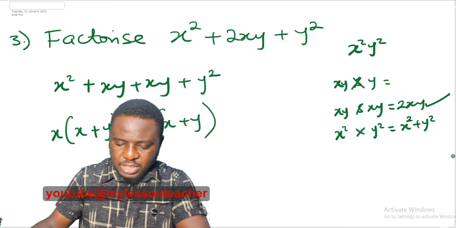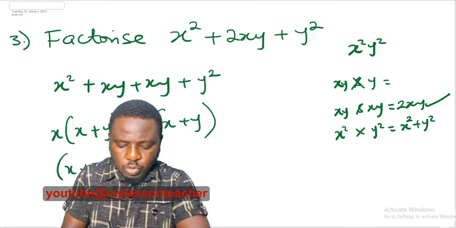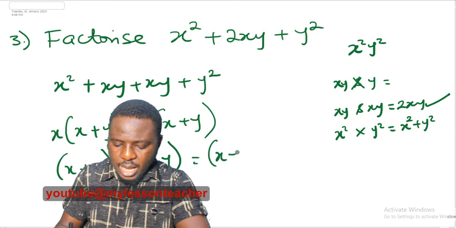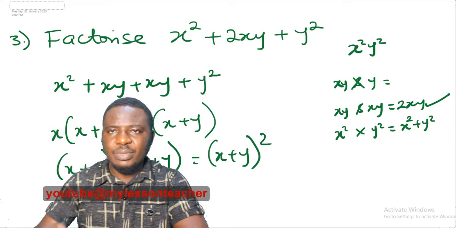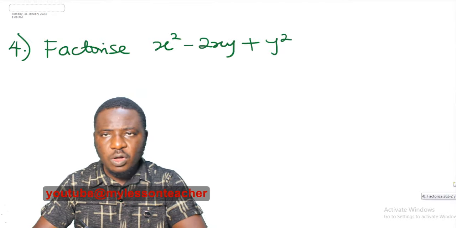This is now a two-term expression, which when you factorize, gives you x plus y into x plus y, which is equal to x plus y all squared, because they are the same in brackets. So this is what you will get. Number 4 says factorize x squared minus 2xy plus y squared.